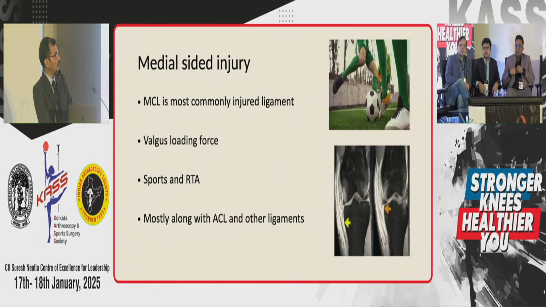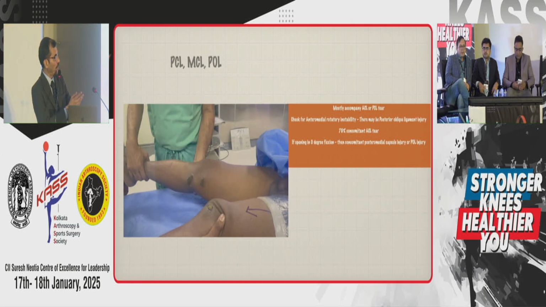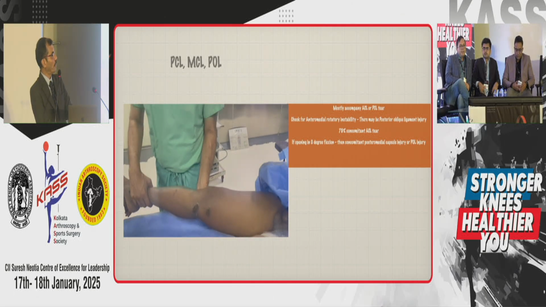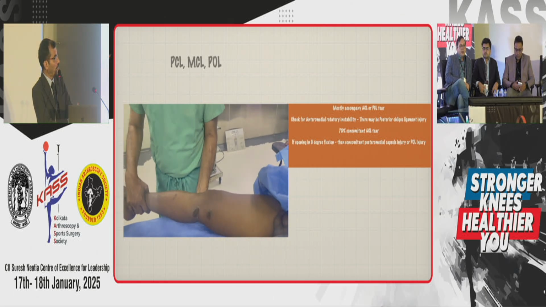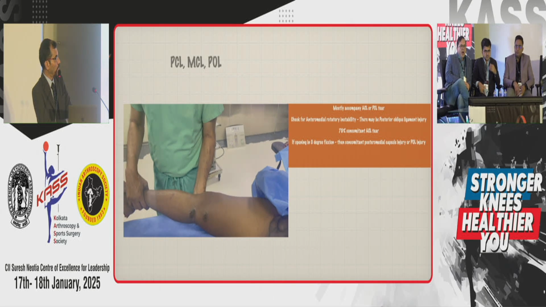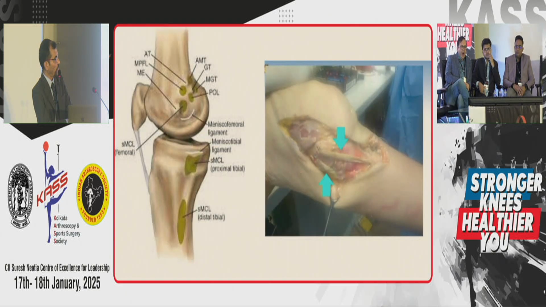For medial side injury, MCL is the most common damage. I think it has already been described, so I don't want to go too much into it. This is a case of MCL plus POL, where you have in fact repaired both the MCL as well as the POL together.